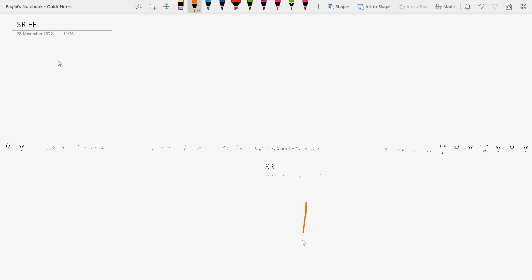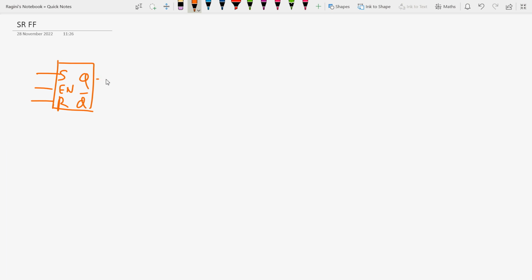SR flip flop. If I tell you something about this, then you should know that S means set and R means reset. If I draw the proper diagram of this SR flip flop, it will be like this: S, R, Q and Q bar. Okay, and here this is the enable signal. Here S for set, R for reset, Q is the output and Q bar is the complemented state of the output.